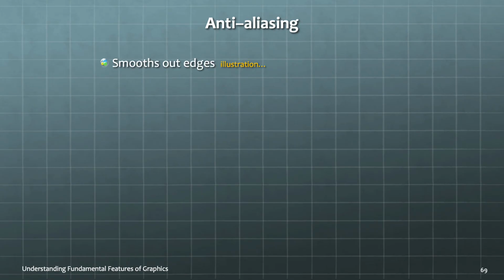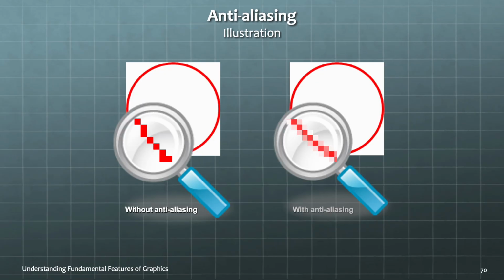Anti-aliasing is used to smooth out the edges of images and text, reducing the jagged edges known as the jaggies. Here's an illustration of what anti-aliasing actually does to the edges of a graphic. It adds a layer of semi-transparent pixels to each side of curved lines so that they look smoother.